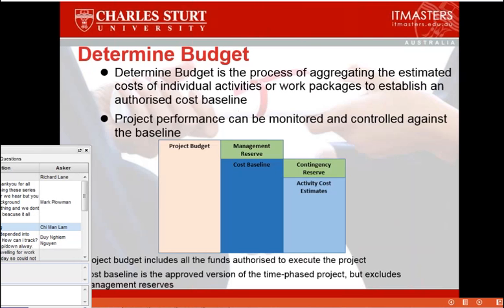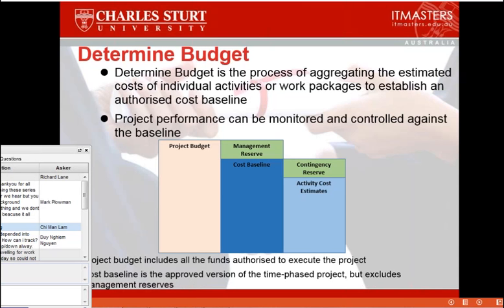Moving along, the next step after you've estimated your costs against each activity is to determine your budget. That is just aggregating the estimated costs of the individual activities or work packages. The project performance can be monitored and controlled against the baseline. So the cost baseline essentially is the time-phased budget.